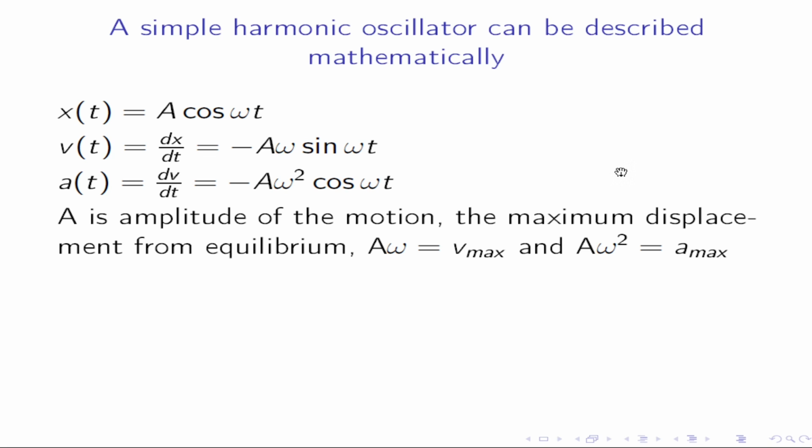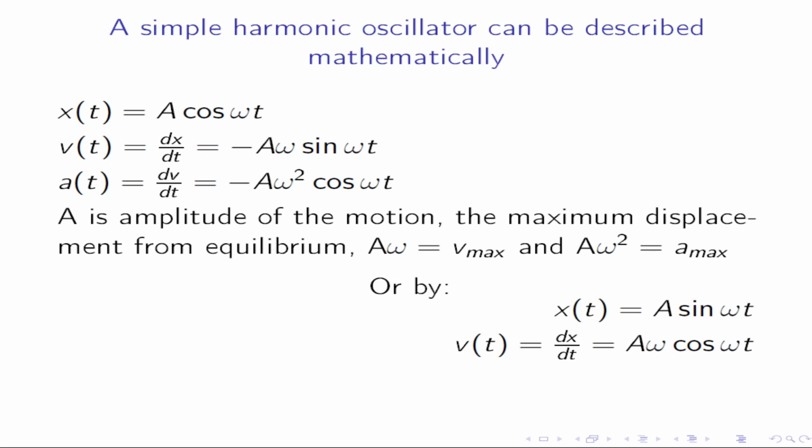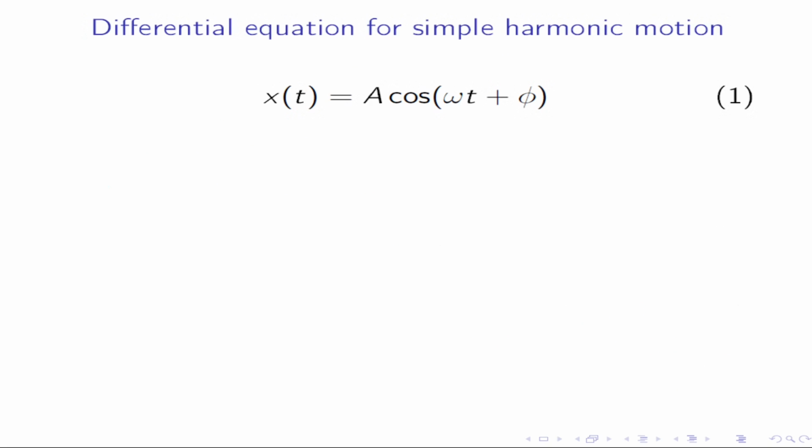This is not the unique solution. We can represent x of t by A sin omega t, so that v of t is A omega cos omega t, and a of t is minus A omega square sin omega t. Differential equation for simple harmonic motion.